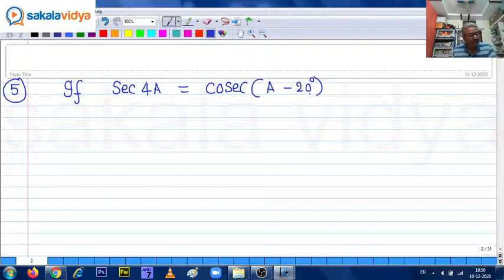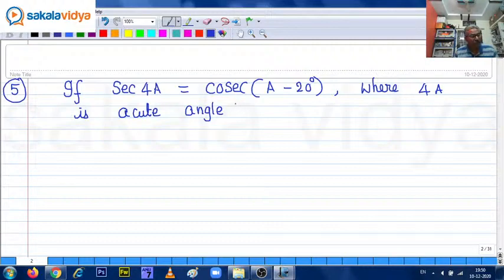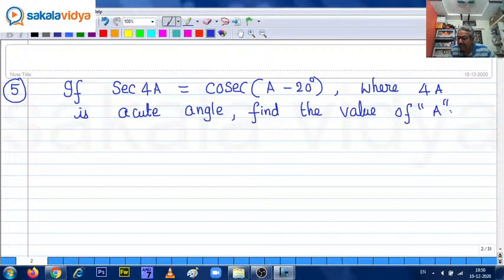Sec 4a is equal to cosecant of a minus 20 degrees, where 4a is an acute angle. Find the value of a. Find the value of a. That means angle A we need to find out.